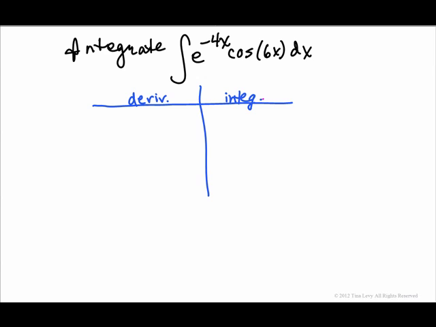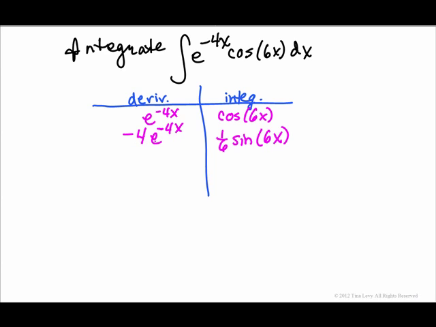So it's not going to matter which I choose as my derivative. So I'm going to make e to the negative 4x the derivative, and cosine 6x is what I'm going to integrate. So working on the derivative, I get the derivative of e to the negative 4x is negative 4 e to the negative 4x. The antiderivative of cosine 6x is 1/6 sine 6x. Then I go to the next step.